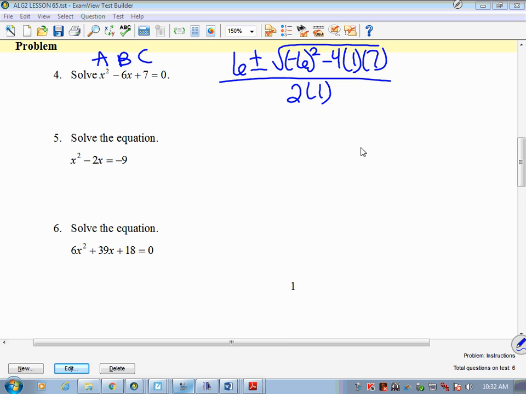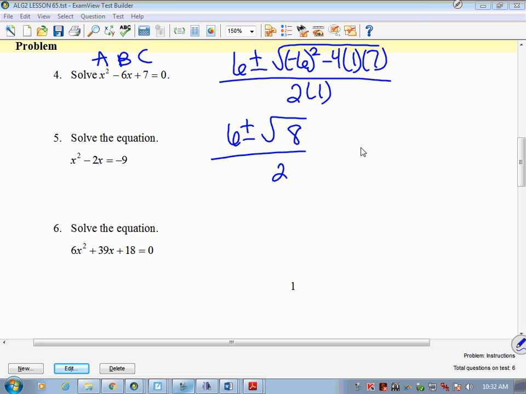So we have 6 plus or minus the square root, and that's going to be over 2. Negative 6 squared is what? 36. Negative 4 times 1 is negative 4. Negative 4 times 7 is negative 28. So what's 36 minus 28? 8. So we wind up with the positive square root of 8, right?